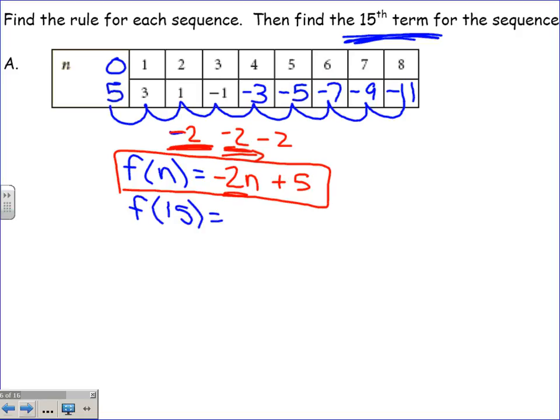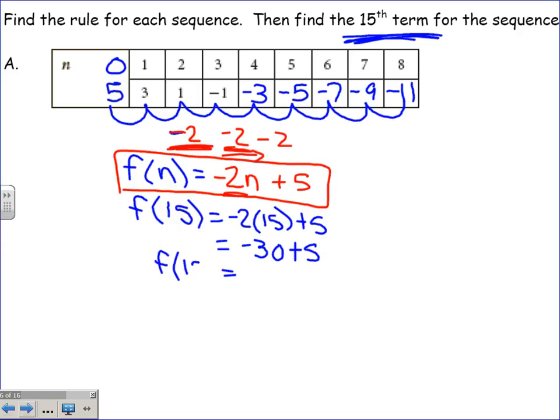The term is represented by n. All we're doing here is wherever we see an n, we're going to replace it with a 15. So this is pronounced f of 15 equals, so let's put this in. Negative 2 times 15 plus 5. Ty? What's negative 2 times 15? Negative 30? What's negative 30 plus 5, Ty?